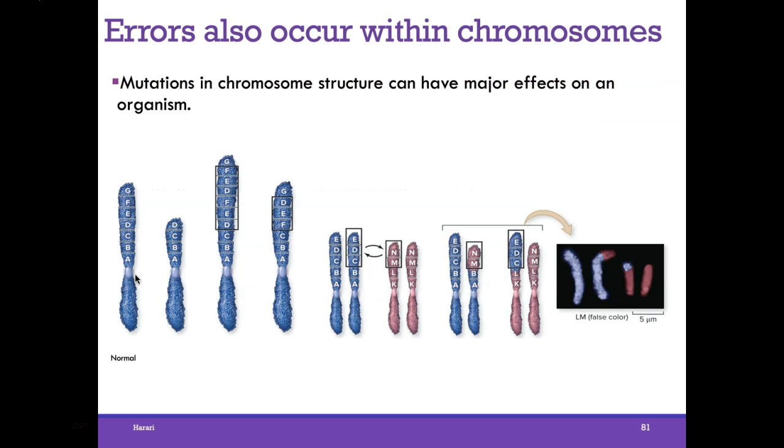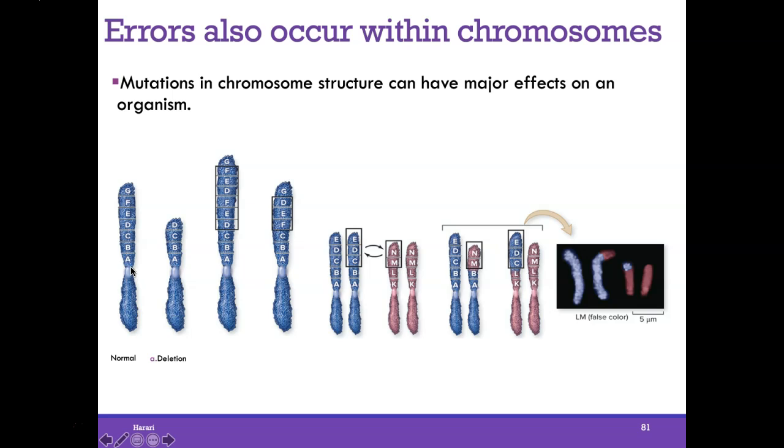So we said you could have an extra copy of an entire chromosome, but you could also have errors within chromosomes. Mutations in chromosome structure can have major effects on an organism. These effects can come from radiation exposure or from errors in crossing over. So normally, we'd want to have, let's say, regions A through G on our chromosome. I shouldn't say genes; these are regions.